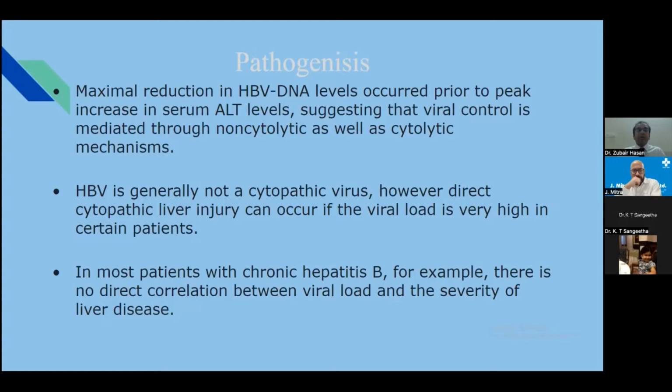HBV in general is not a cytopathic virus, and does not per se destroy the cells alone. However, direct cytopathic liver injury can also occur if the viral load is very high in certain patients. In most patients with chronic hepatitis B, there is no direct correlation between the viral load and the severity of liver disease. I'm asking you again, why? Because, as I told you, it is not the viral load that is causing the severity of the disease. It is the immune response and susceptibility of an individual, or we can say the immune status of an individual, that is responsible for the response.